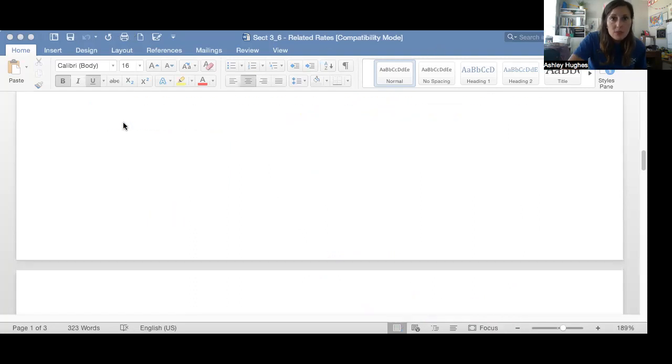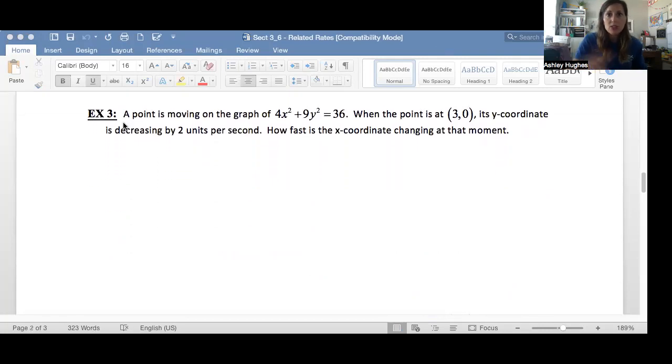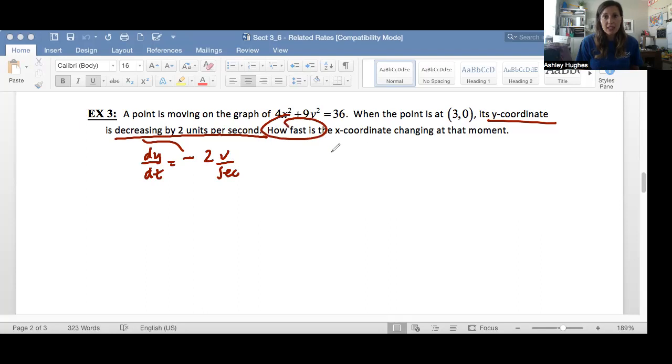Let's do the next one. A point is moving on this graph, and then it says when the y coordinate is decreasing, so I see this change happening. That would be dy/dt. Decreasing means it's going to be negative 2 units per second. How fast means you're looking for something else: dx/dt equals what at this moment when we're at (3, 0).